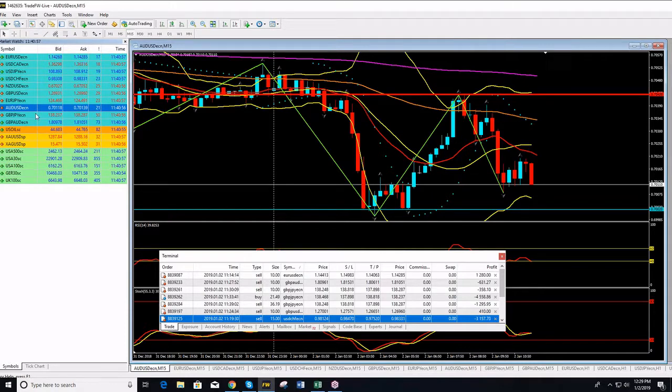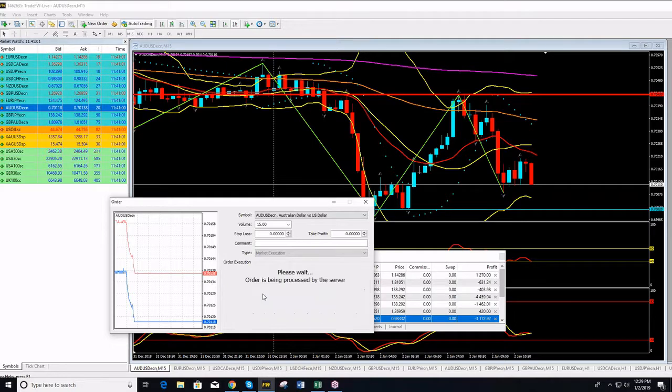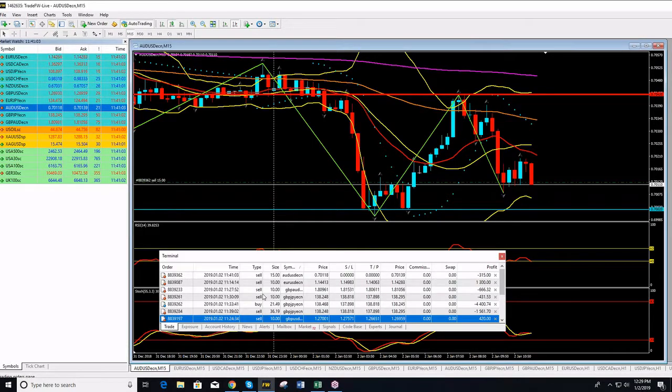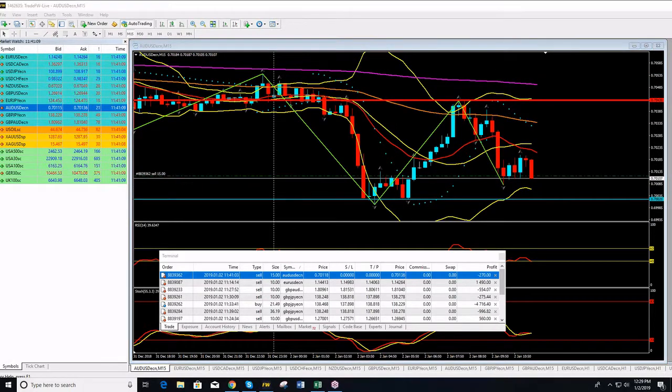There it goes, guys. I'm shorting Aussie dollar. Okay, we have just shorted Aussie dollar. We just got the confirmation, guys, using the intraday system. I like that. So short Aussie dollar, we shorted it at 70.118.